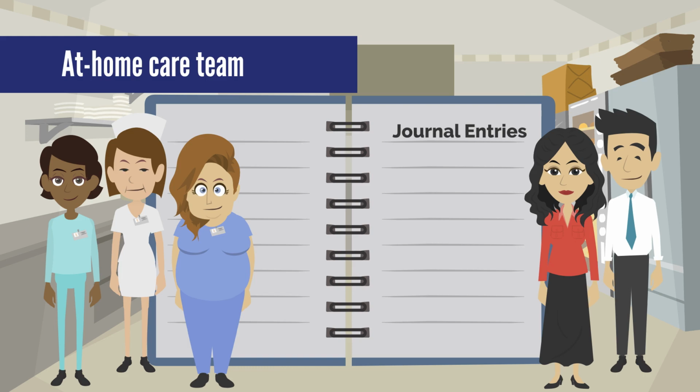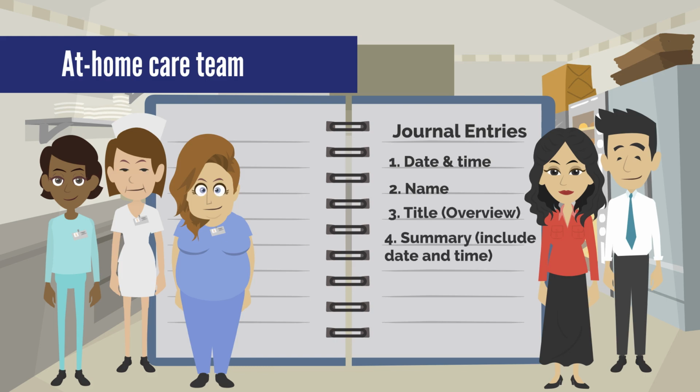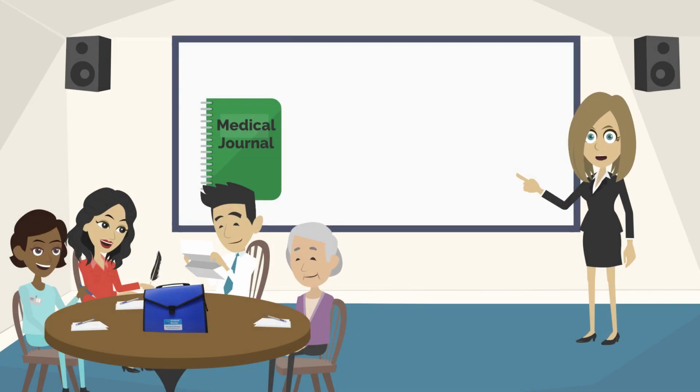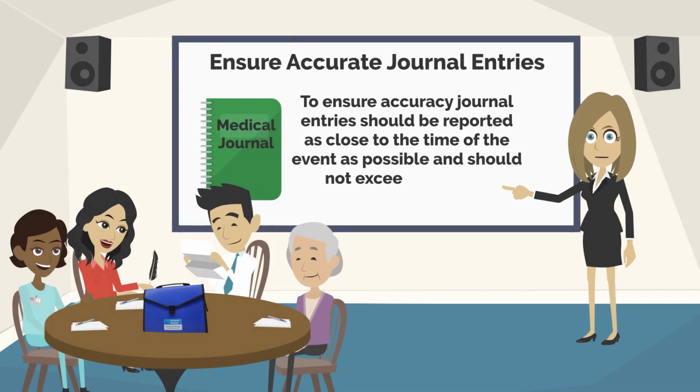All entries must include the date and time the entry was written, the author's name, the title, and the event summary, as well as the date and time of the event. They must be as brief but accurate as possible, which could be just 1 sentence or half a page if needed. To ensure accuracy, journal entries should be reported as close to the time of the event as possible and should not exceed 24 hours.